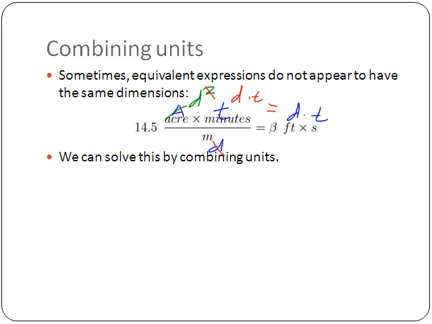In this case, since we're looking for an answer in feet, it probably makes the most sense to convert acres into feet squared, and convert meters into feet, and let them cancel out. At that point, you've just got feet left over, and then take minutes into seconds. So let's try this one out and see what we get. We start off with 14.5. Our units are acres, minutes per meter.